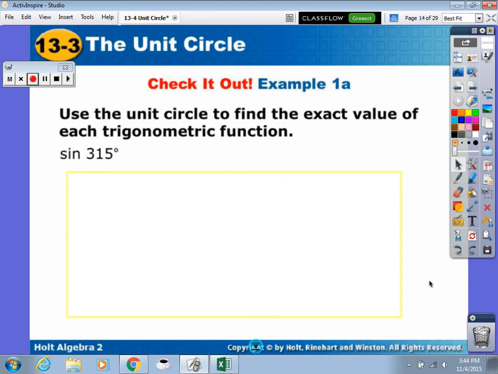It's your opportunity now to take and practice. Look at your unit circle, find the exact value of sine 315 degrees, pause the video, and resume when you're ready to check your work.